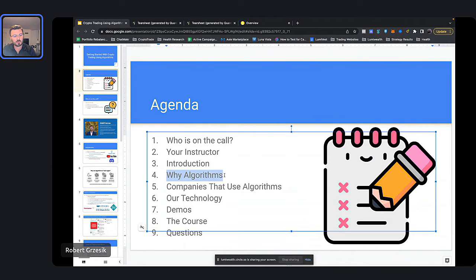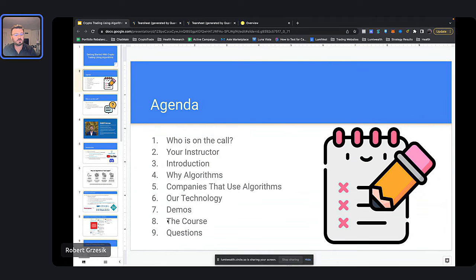And we'll talk about why we want to use algorithms. We'll talk about the companies that use algorithms, right? We'll talk about our technology, and then we'll go into a demo or show you a couple of demos of these different types of algorithms, right? And then we'll talk about the full course if you guys are interested in learning more about this. We do have an entire long form course on this that will teach you how to do this stuff all the way until you have full-out algorithms working on your computer, right?